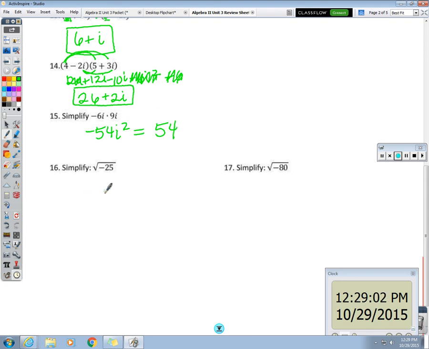Okay, number 16. Isn't the square root of negative 25 like the square root of 25 times the square root of negative 1? What is the square root of 25? What's the square root of negative 1? i. Number 17. Isn't the square root of negative 80 like the square root of 80 times the square root of negative 1? Well, what's the square root of 80? 4 square root 5. And where do we put the i? 4i. Outside, beside the 4.